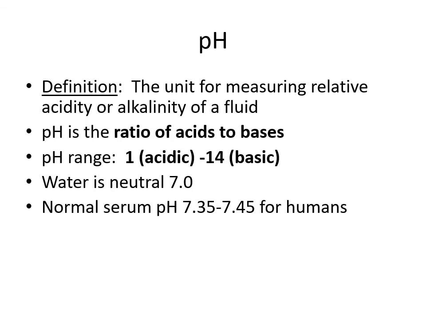Looking at pH, this is the unit for measuring relative acidity or alkalinity of a fluid, and pH essentially is our ratio of acids to bases. The pH ranges from 1, which is extremely acidic, to 14, which is extremely basic. Water is neutral at 7.0, and the normal serum pH, or the blood pH for humans, is 7.35 to 7.45. And this is where I make the joke that we're all a little bit basic.